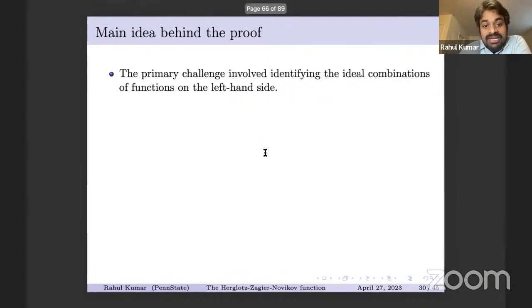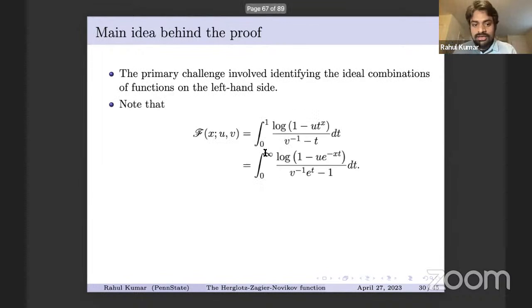Okay, so what is the main idea? The main idea that I just mentioned was to find out this action and the ideal combination of these functions on the left hand side. And what is the definition? This is the definition, and then you just do the change of variable in this F, and then you get this one. By looking at the definition of F, one cannot see the symmetry, right? In the functional equation, what do we have? We have symmetry with X and 1 over X, right? With F itself, you cannot see the symmetry.